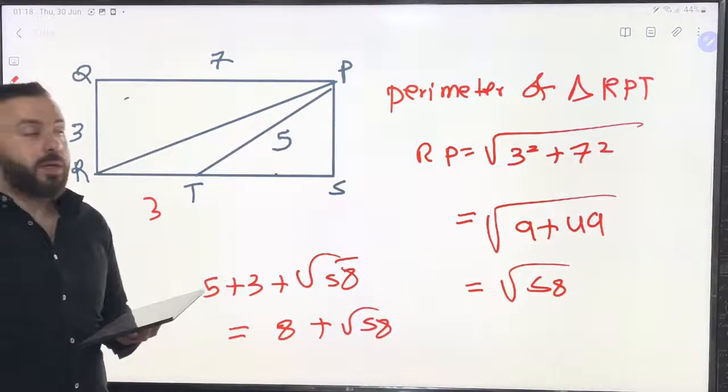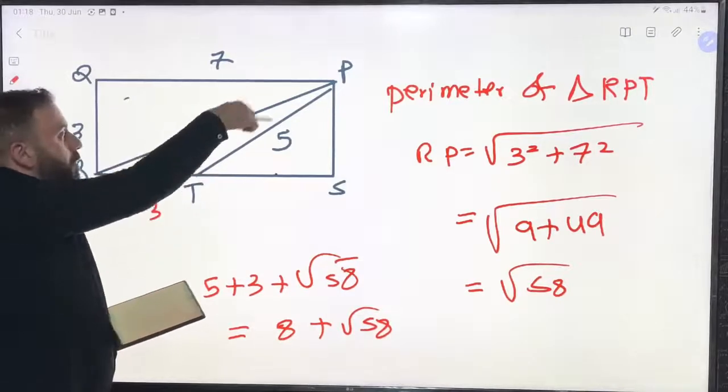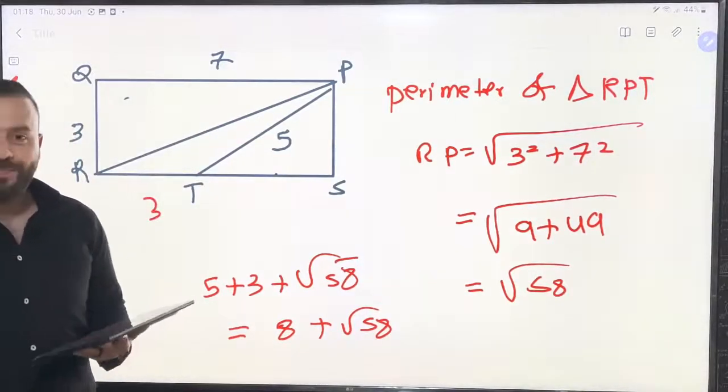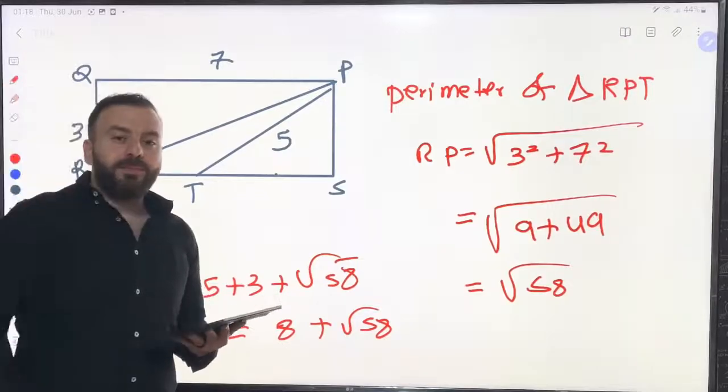Okay, hope this is clear. This is the perimeter of the triangle RPT. Okay, last question, meet you in question 5.